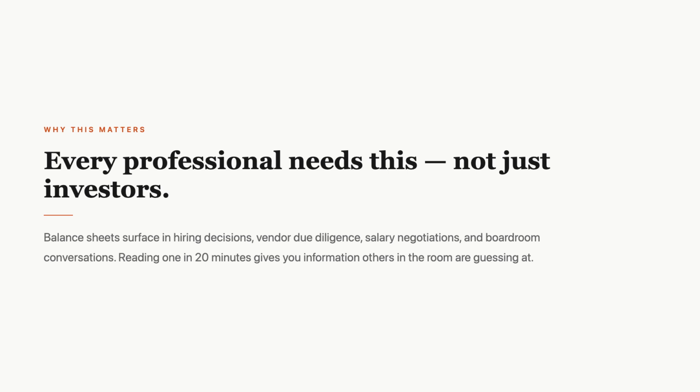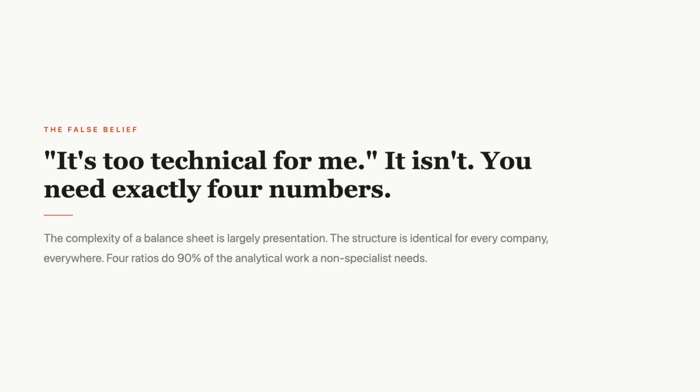The assumption most people carry is that financial statements are built for accountants, and that understanding them requires training most people never received. This is precisely backwards. Balance sheets are designed to answer a specific, answerable question for anyone who reads them. Can this organization survive what's coming? The reason people feel confused isn't that the subject is technically difficult. It's that the standard presentation buries the four numbers that matter under 40 numbers that don't, and most readers give up before they find the signal underneath the noise. The goal today is to cut straight to those four numbers.